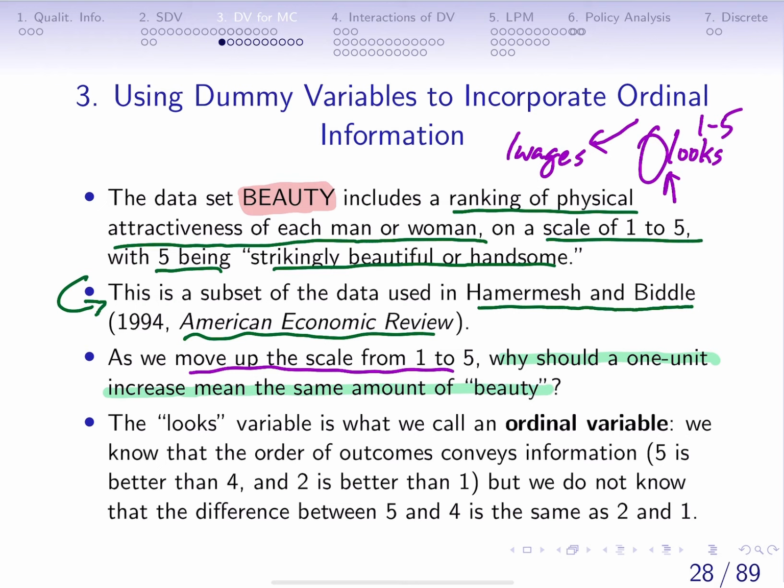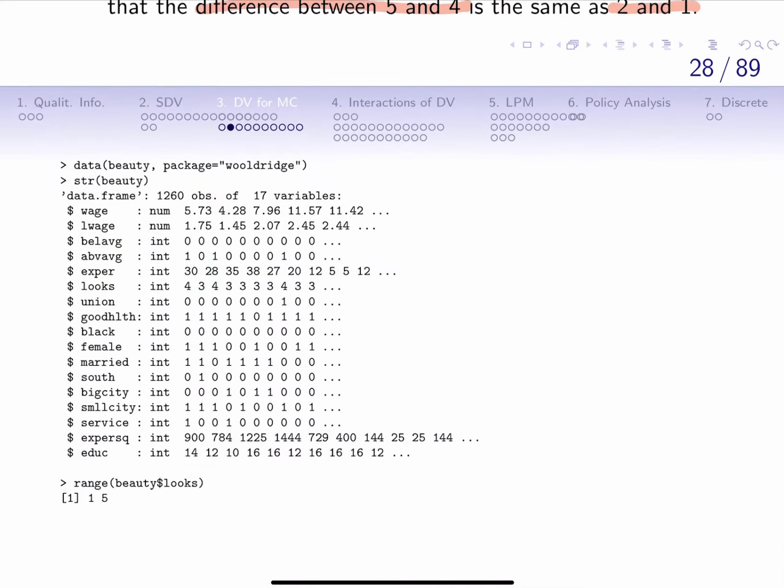So one question you might want to ask is why should a 1 unit increase change wages by the same amount, right? The looks variable here is actually an ordinal variable where the order matters, right? 1 to 5 means something. These are not random values, these are ordered, and these are conveying some information. So where you lie on 1 to 5 matters. What we don't know here is whether the difference between 5 and 4 is the same as 2 and 1, for instance.